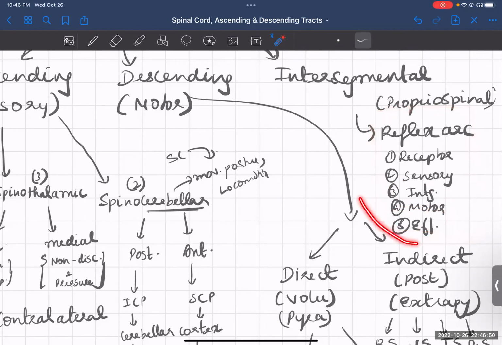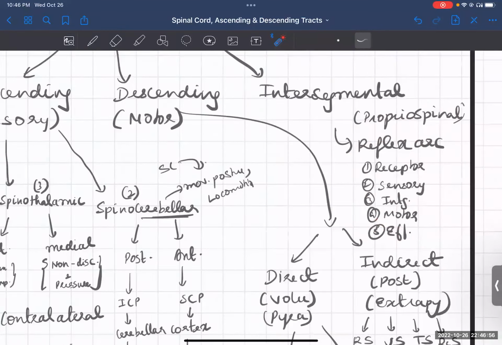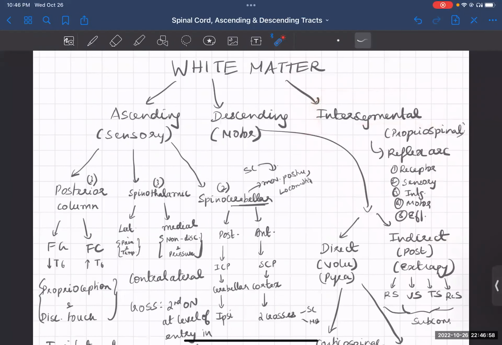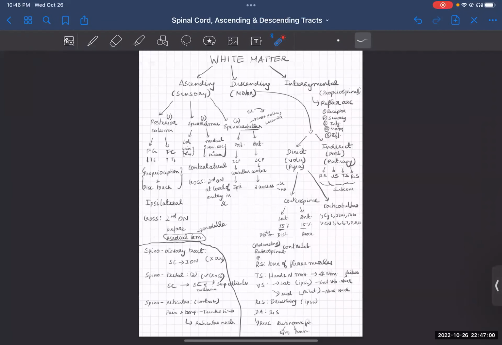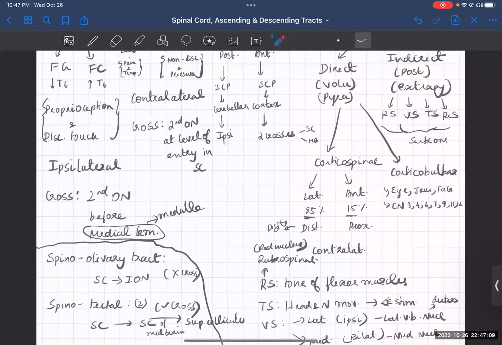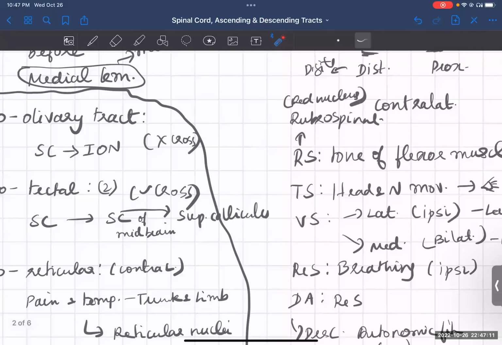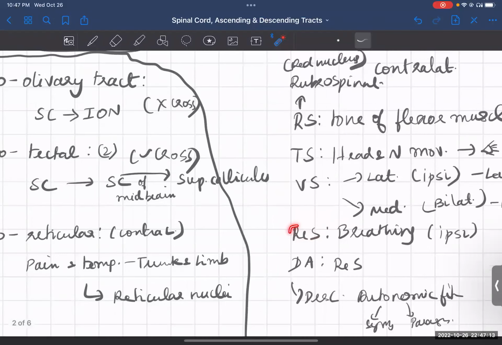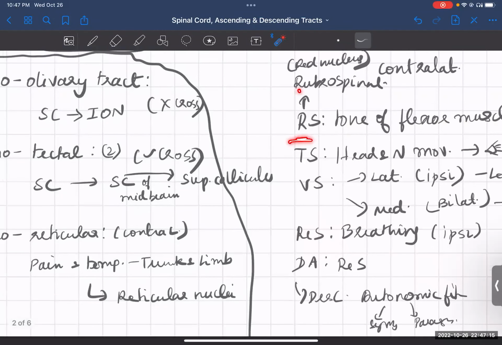So when there is only one synapse involved, one reflex arc, it is called a monosynaptic reflex arc. So that is intersegmental. So basically in this one page, you can just revise the entire white matter very easily, but make sure you understood what I said so that you can understand these small terms like here. TS means tectospinal, VS means vestibulospinal, RES means reticulospinal, RS means rubrospinal. DA is descending autonomic fibers.